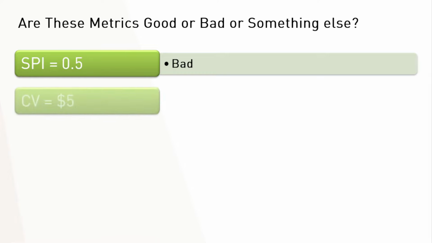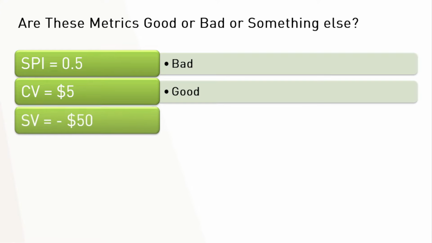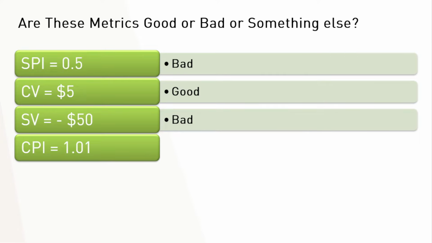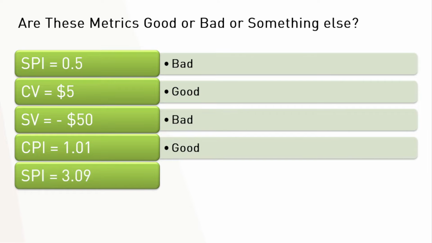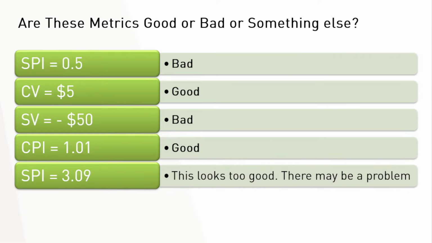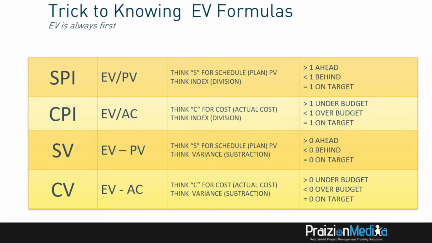SPI of 0.5 is bad. CV of $5, that's good because it's positive. SV of minus $50, what's that? It's bad. What about a CPI of 1.01? That's good. What about an SPI of 3.09? Now, this looks like you're way ahead of schedule. In fact, it looks too good, and there may be a problem. So when things like this happen, you need to look into them. What about a CPI of 0.65? That's bad.